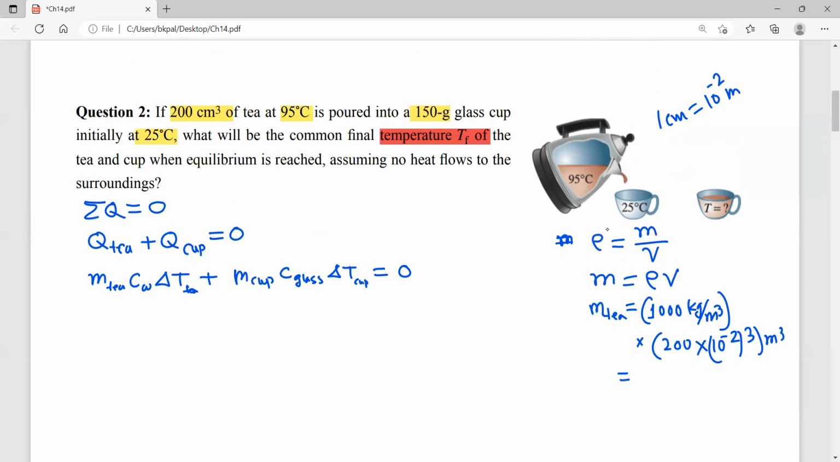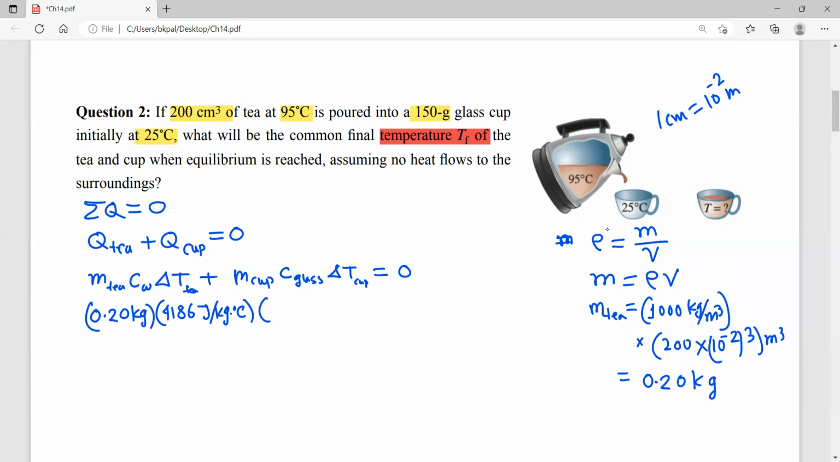So if you do this math, you get the mass of 200 centimeter cube T is equal to 0.20 kilogram. So now we know everything, right? So MT is now this kilogram. Specific heat of water is 4186 joule per kilogram degree Celsius.